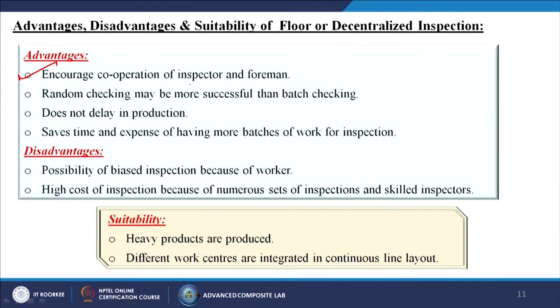Next, advantages, disadvantages and suitability of floor or decentralized inspection. What are the advantages? It encourages cooperation of inspector and foreman. Random checking may be more successful than batch checking, does not delay production, and saves the time and expense of having more batches of work for inspection. What are the disadvantages? Possibility of biased inspection because of the worker, and higher cost of inspection because numerous sets of inspections and skilled inspectors are required. What is the suitability? Where heavy products are produced and different work centers are integrated in a continuous line layout.